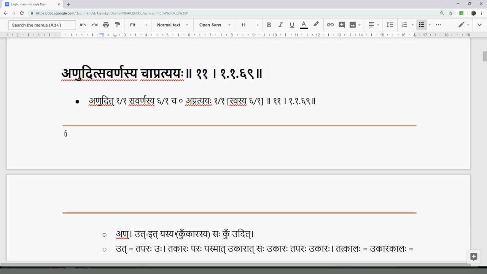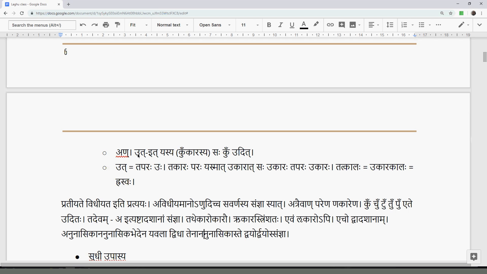Anudit savarnasya cha apratya and swasya also, for itself also. So ku will stand for kakara. I am saying stand for, but in this sutra it will stand for all of this. Therefore ku will mean kakara and all its savarna. All of these will have a savarna sanya by the earlier sutra, and by this sutra kakara, khakara, gakara, ghakara and nyakara will have udit sanya.